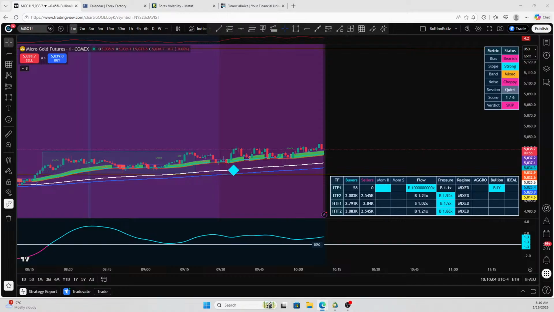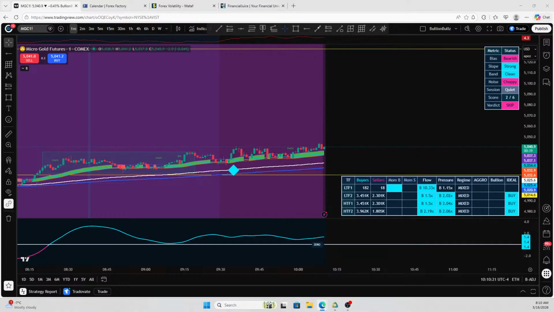For right now, I'm happy to sit on the sidelines. Not willing to participate in such market conditions. Just want to take my time and wait for a good setup to form. I don't want to be jumping in and taking low probability setups. Because it's just a matter of time, guys. It's just a matter of time.